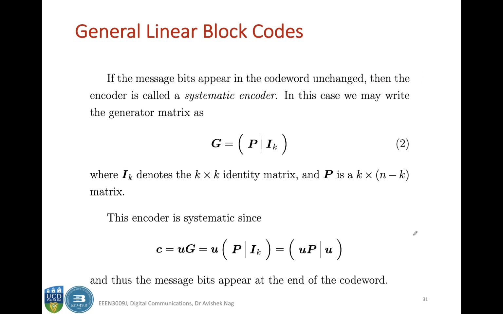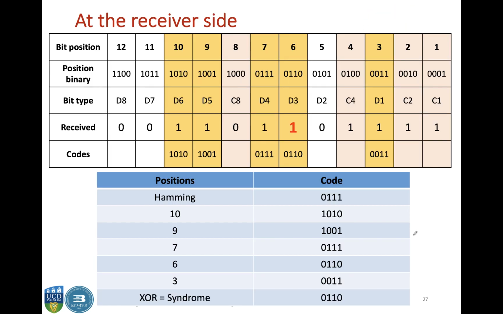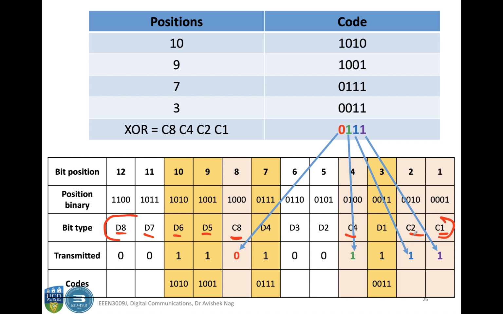Now if the message bits appear in the code word unchanged, then the encoder is called a systematic encoder. Okay. So in the example of the previous class, let me go back a few slides. So in this example, your code word was this, and the message words were only this one, this one, this one, this.